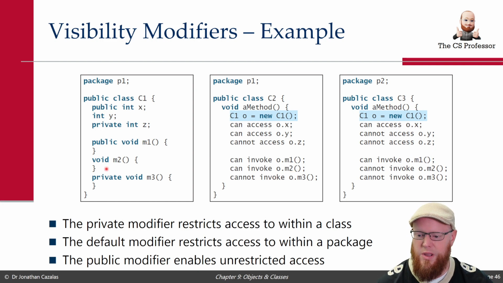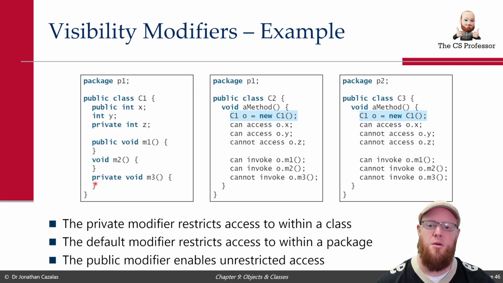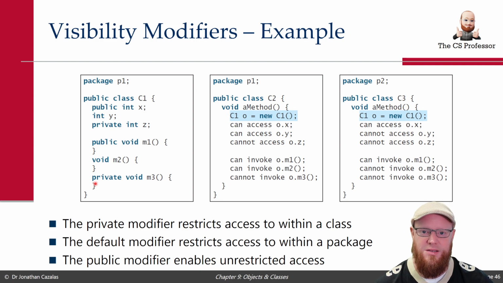Method M2, we can access it because it has default visibility and we are in the same package, package P1. But we cannot access method M3 because M3 is private. And a private method can only be accessed from inside the class it was defined in. So now let's come over to class C3.